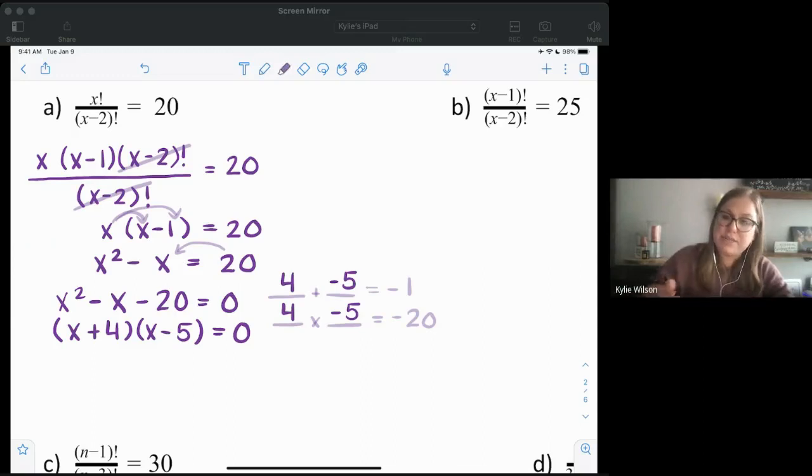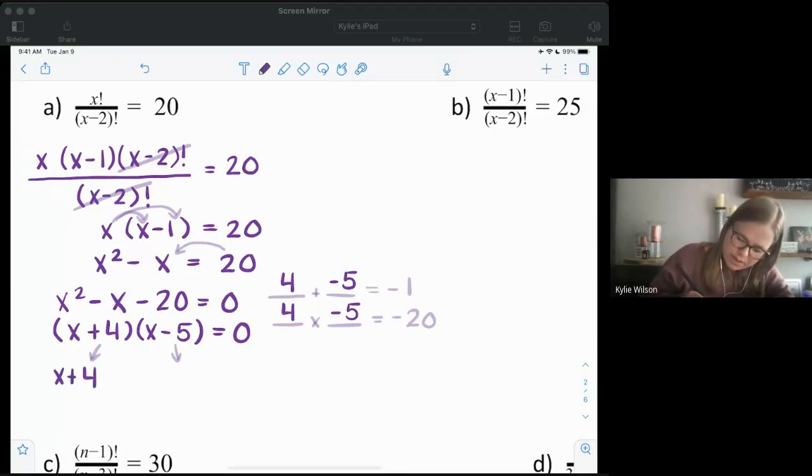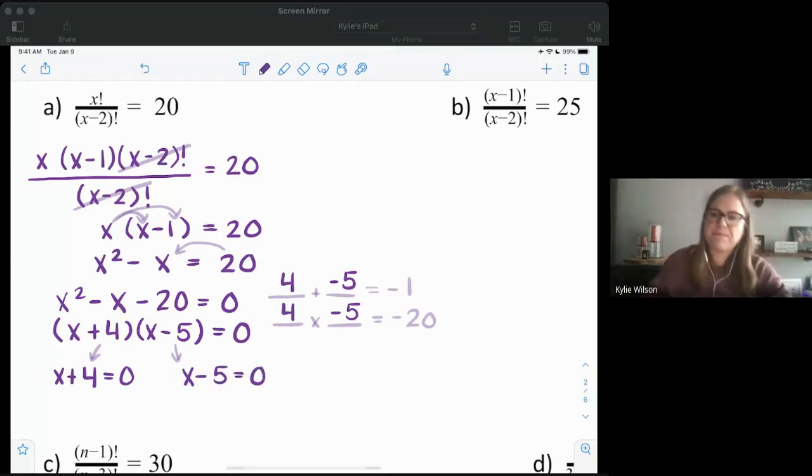And then I set each of those brackets equal to 0. Now the reason I set each of these brackets equal to 0 is because they're being multiplied. So if the first bracket equals 0, it will zero out the whole thing. If the second bracket equals 0, it will zero out the whole thing. So we'll have x plus 4 equals 0 and x minus 5 equals 0. So now I'm just going to isolate for x. So we'll move that 4 over, x equals negative 4. Move that 5 over, x equals 5.